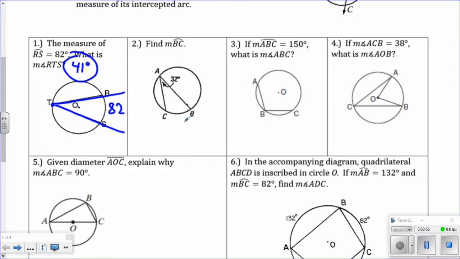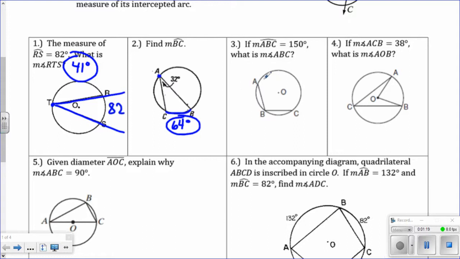Number 2, we have to find the measure of arc BC. Well, angle A is an inscribed angle. The vertex is on the circle. We know that the angle is 32 degrees, and the angle is half of this intercepted arc. Well, it's really the reverse of number 1. If I have the angle, I would just have to double it to get the intercepted arc. So it's going to be 64 degrees.